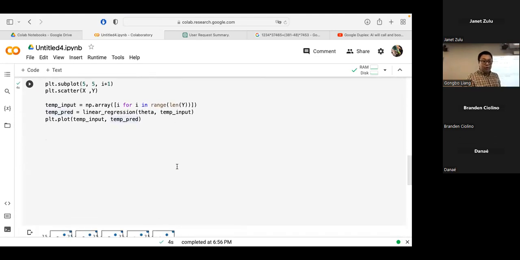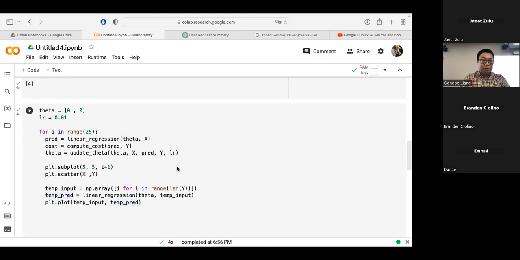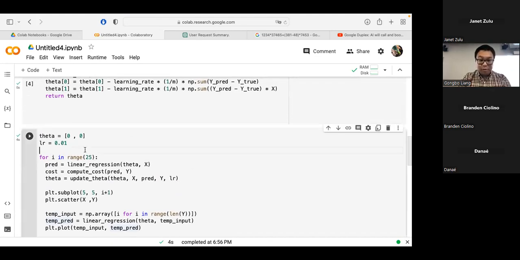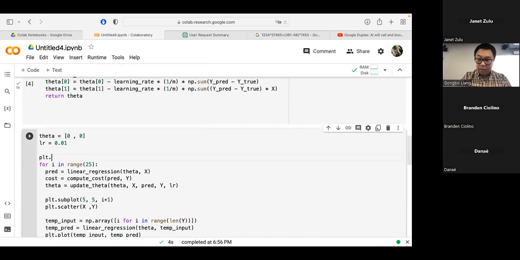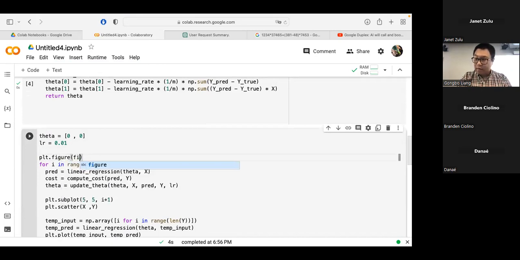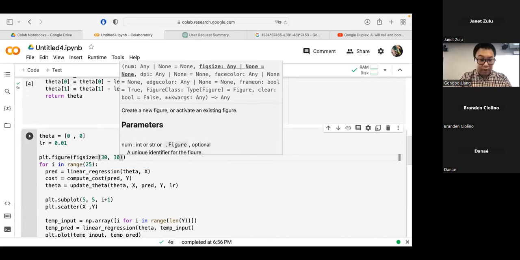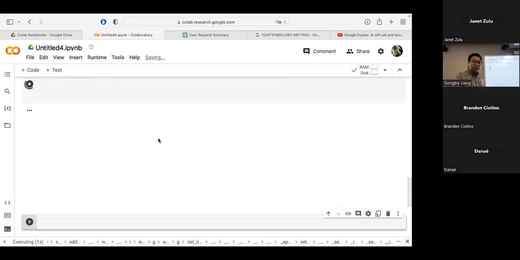Okay, well, the figure is small. So let me make one more change to make the figure larger. Figures 30. Okay, so let me run it again.